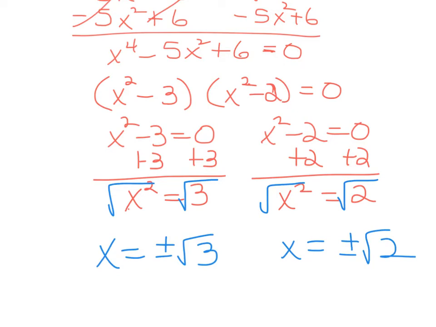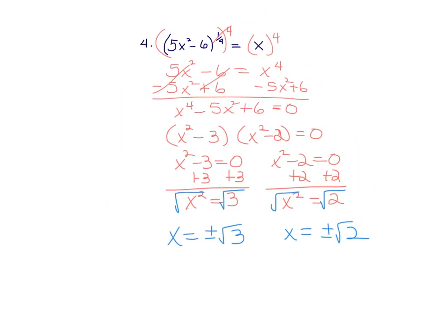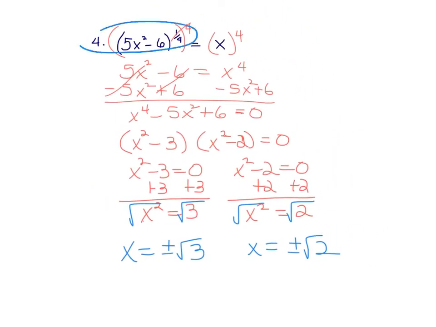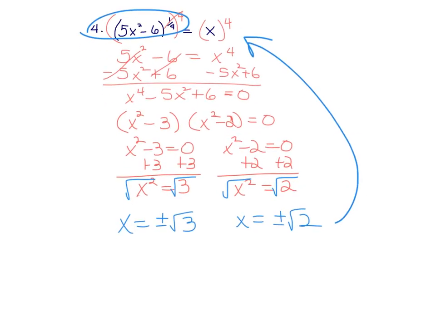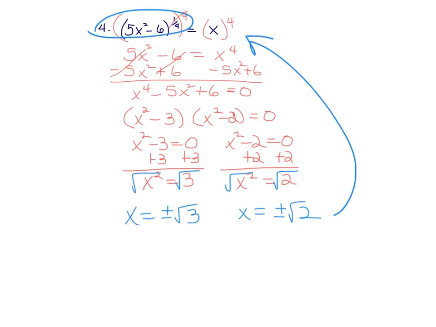Now, notice in my original problem, I was trying to find the 4th root of this thing and make it equal a positive x. Okay, when I do a 4th root of something, I'm never going to get a negative number. So in that particular case, I can just see the obvious that I'm going to throw away the negative solutions. So this one, square root of 3 positive and square root of 2 positive.